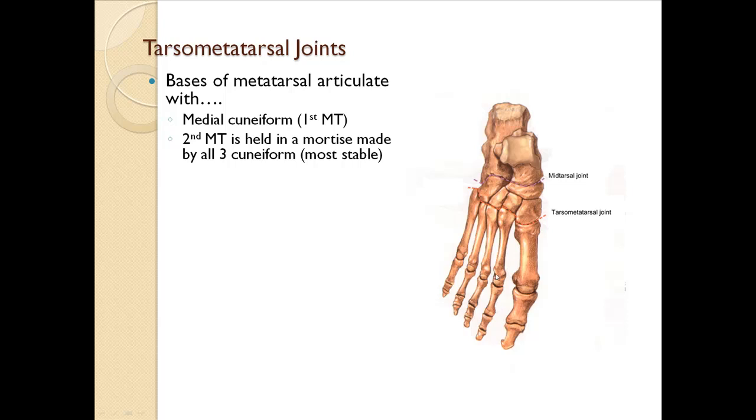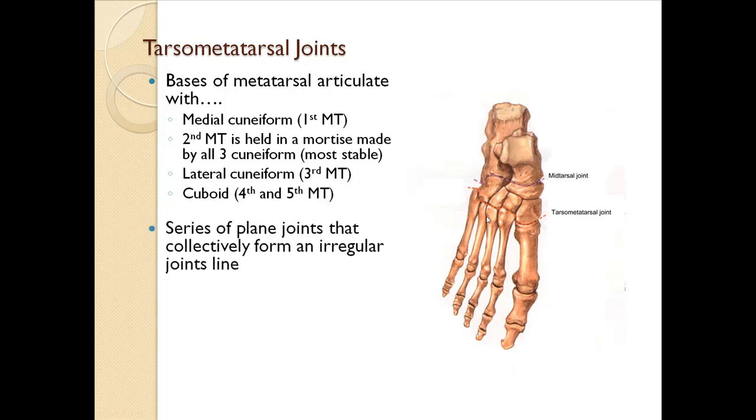So when we talk about movements of ab and adduction of, for example, the toes, it's with reference to this stable metatarsal. So the first toe moving medially and the three lateral toes moving laterally are what we classify as abduction. The third metatarsal base articulates with the lateral cuneiform, and the fourth and fifth metatarsals form more mobile joints with cuboid. Okay, again, these are typical synovial joints.